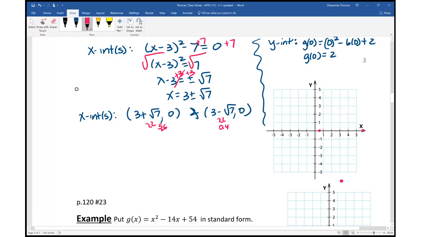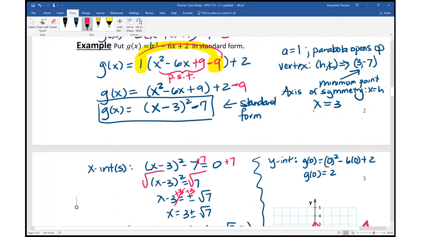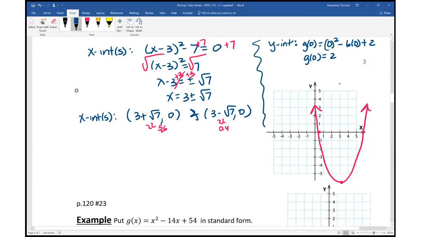So it crosses at 0, 2, and I'm going to attempt to draw a nice little U here. That was pretty good. All right. And of course, again, just emphasizing the axis of symmetry is the line that splits this parabola in half. This is the line x equals 3. Notice it does cross at 3 on the x-axis.